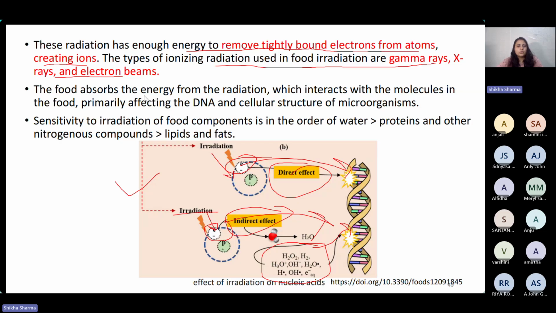So the food absorbs energy from the radiation, and it interacts with the molecules in the food, affecting the DNA and cellular structure of the microorganisms. The sensitivity of food components to irradiation is that water is very sensitive, then protein and other nitrogenous compounds, and then the lipids and fats.